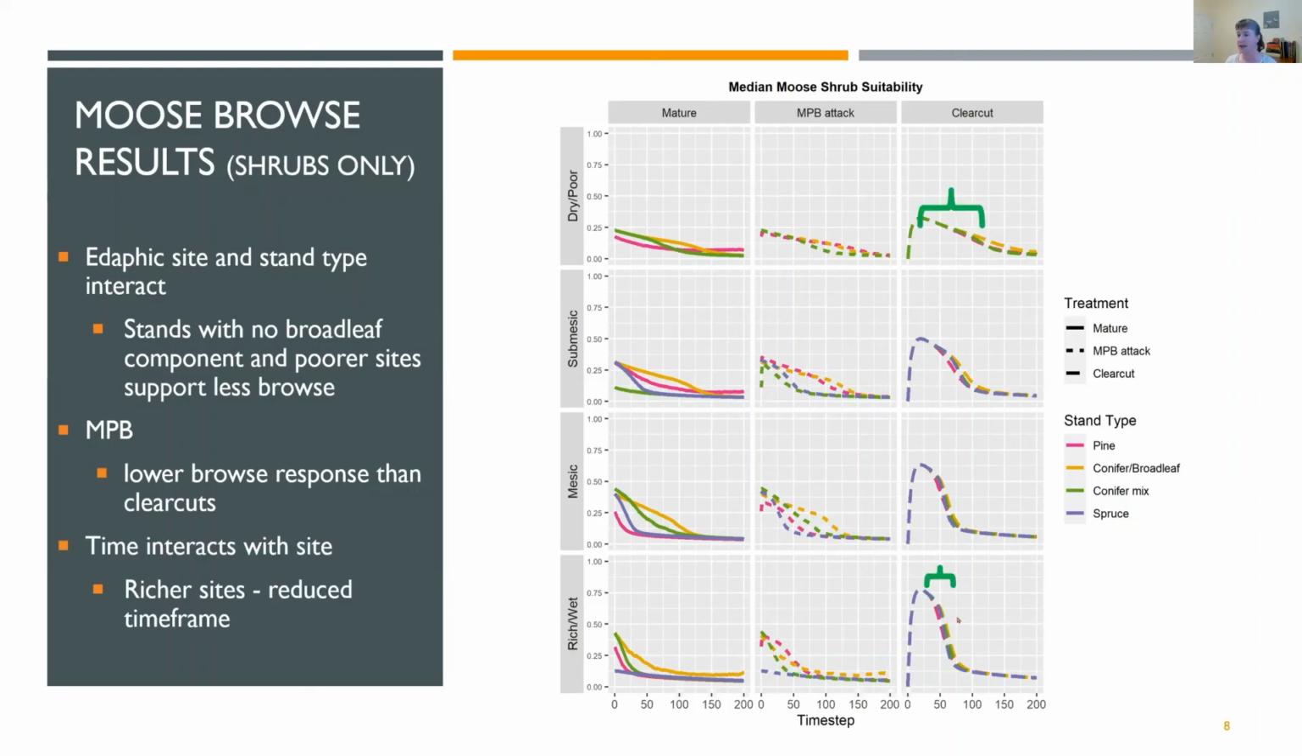And again, time interacts with site. So we see that with richer site, there's a reduced time frame for moose browse availability, or suitability, on the landscape.